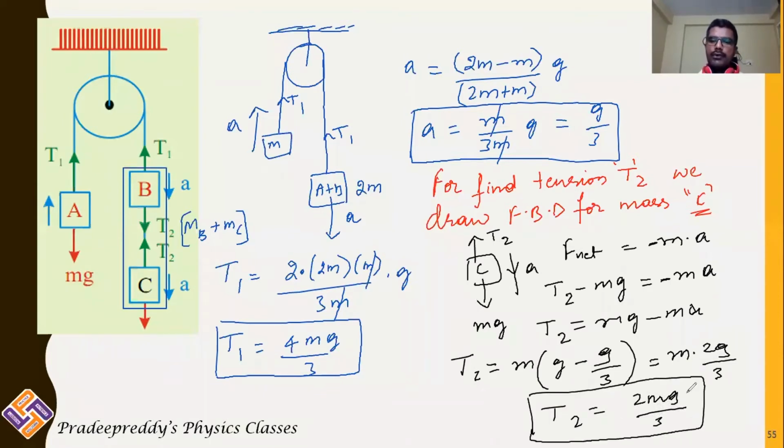Tension T2 is equal to 2mg by 3 and tension T1 is equal to 4mg by 3.